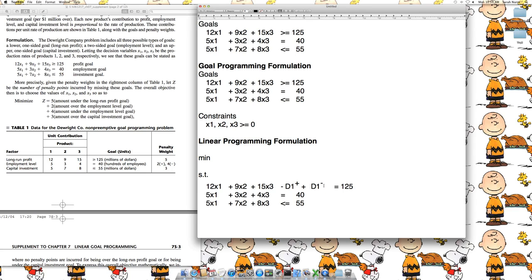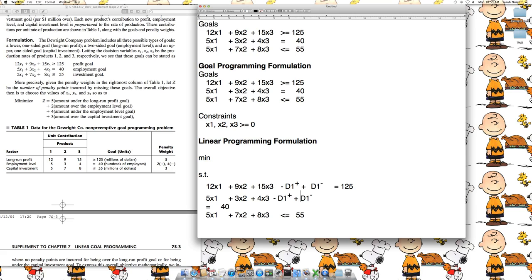That also helps with knowing, taking these signs. So if I'm greater or equal to 125, I want to know how much above and how much below I am this goal. So I'm going to do that for all 3 of my goals, but there's going to be different level of deviation. And it's splitting.